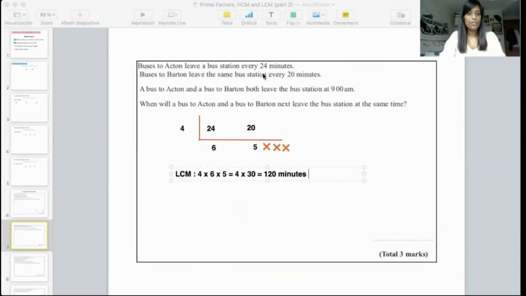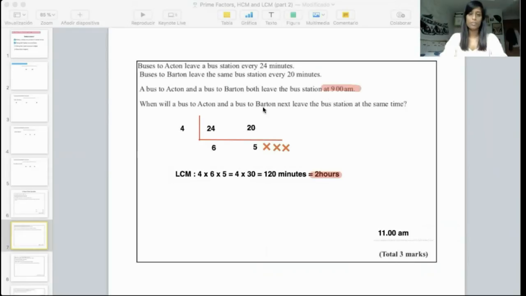Now, if you notice, the question is talking about 9 a.m. So obviously it's talking about hours and minutes. So I can change 120 minutes into 2 hours by dividing by 60. So it takes them 2 hours to do their whole route and then leave the bus station at the same time. So if they start at 9 a.m., by the time they cross over each other's paths again, it'll be 11 a.m. So down here, you write down a.m. to make sure you get it. And again, that question is worth 3 marks as well, because there's 2 different stages.